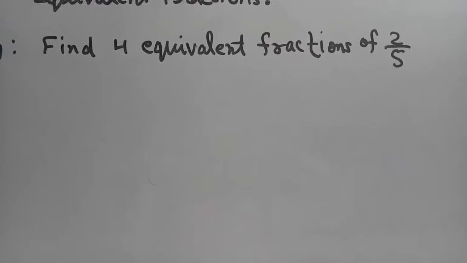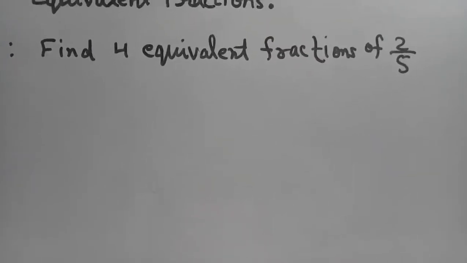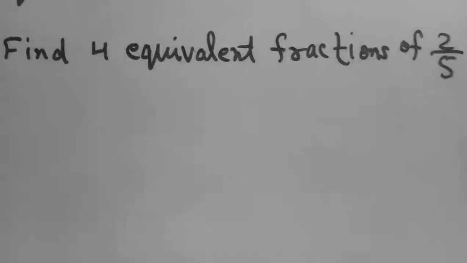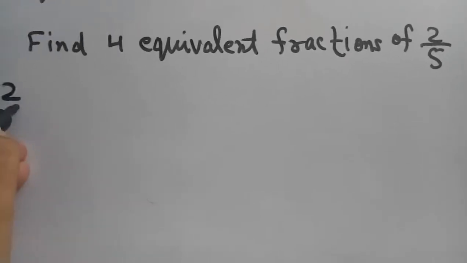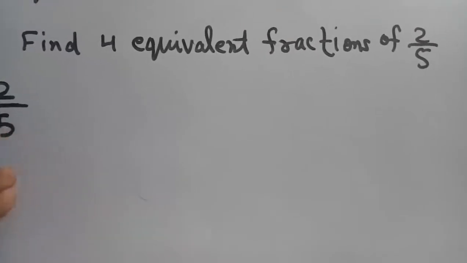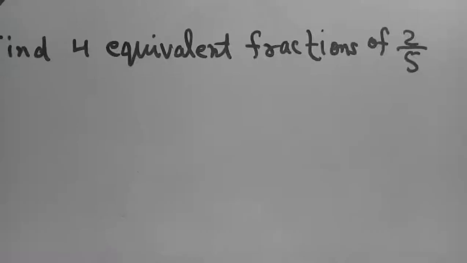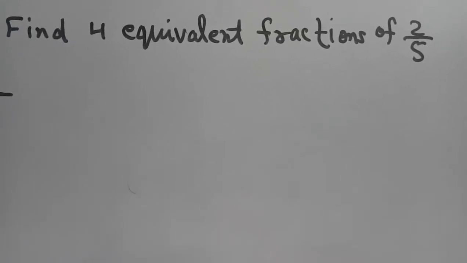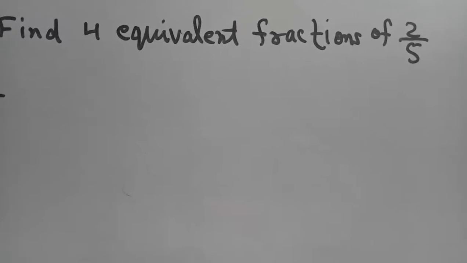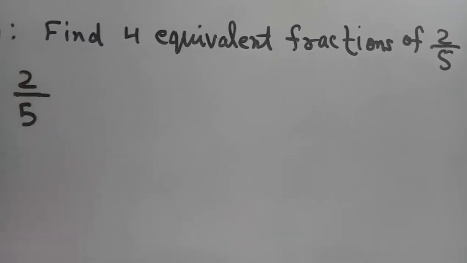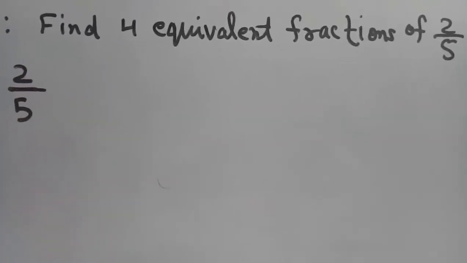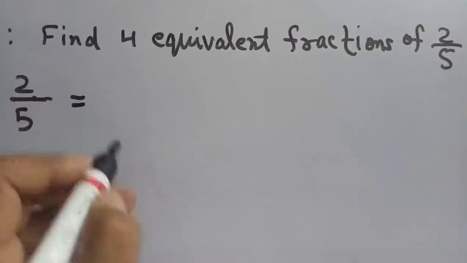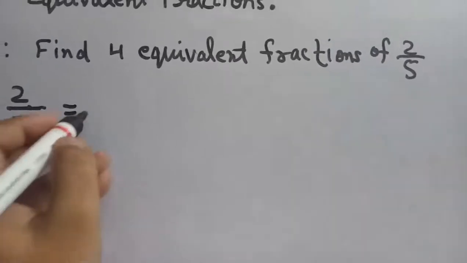Find 4 equivalent fractions of 2 upon 5. How will you find 4 equivalent fractions? First, note down 2 upon 5. The rule is: equivalent fractions can be found either by multiplying the numerator and denominator of the given fraction, 2 by 5, by the same number. Same number means 4 equivalent fractions of 2 upon 5.